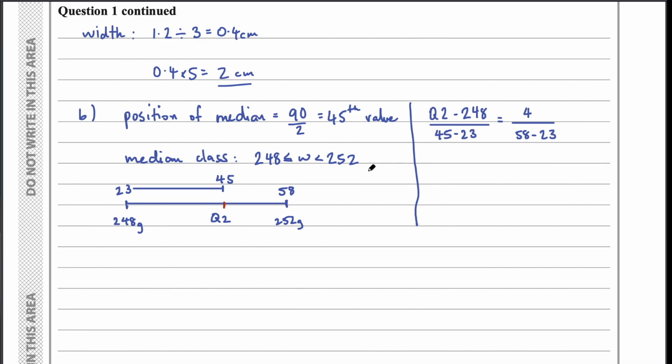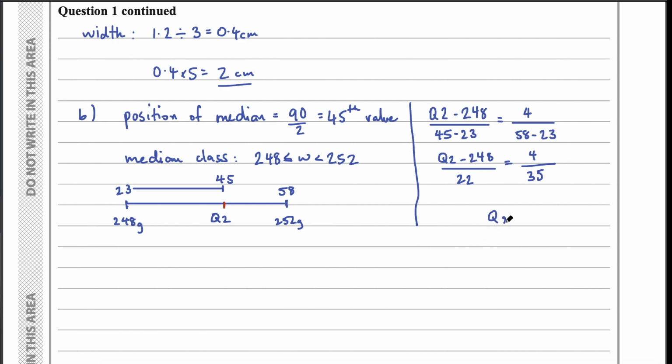Okay, so it's actually a similar approach to part A, except now we're talking about the median. So this gives you an equation you can solve for Q2, or the median weight. So let's go ahead and work some of this out. Let's leave this numerator as it is. We'll have Q2 take away 248 divided by 45 take away 23, that's 22, equal to 4 divided by 58 take away 23, that will be 35.